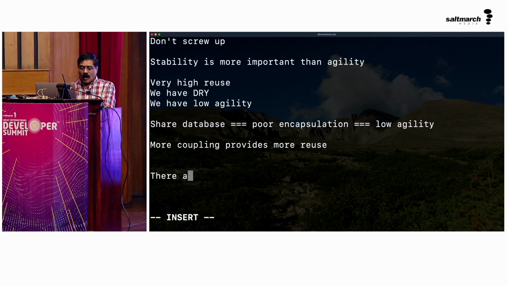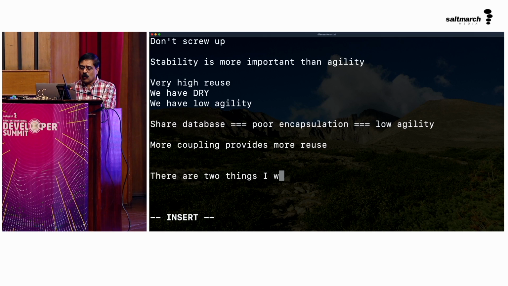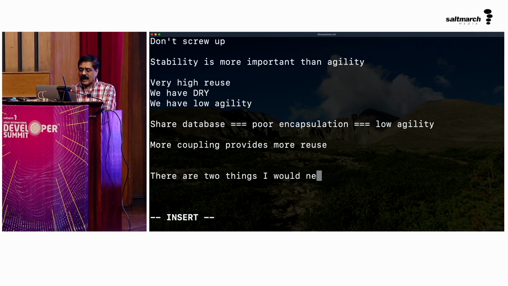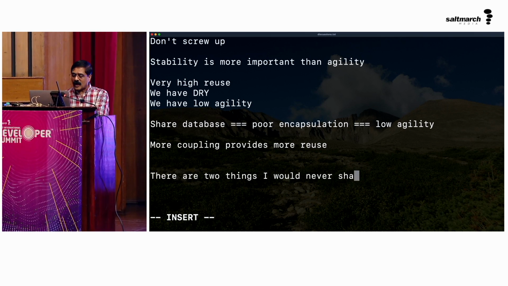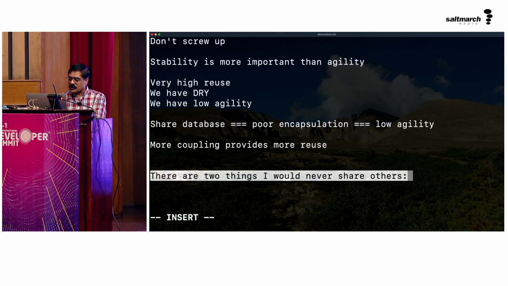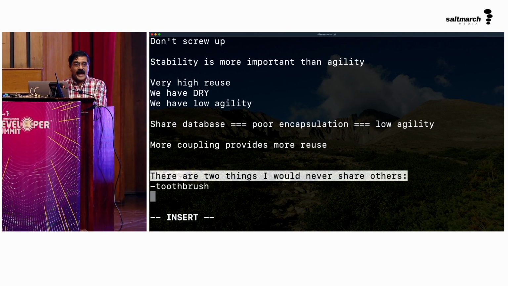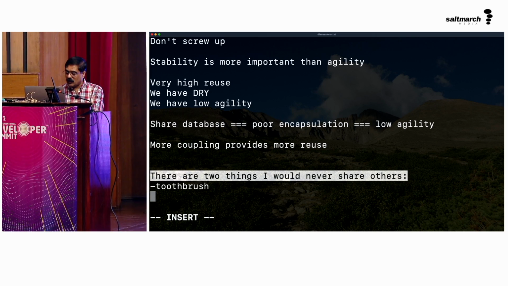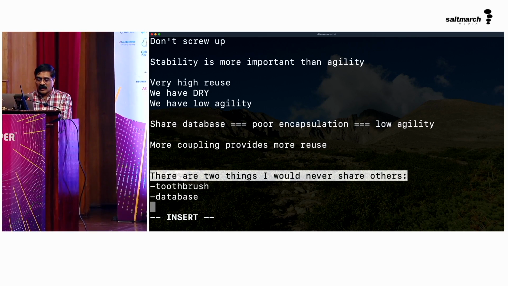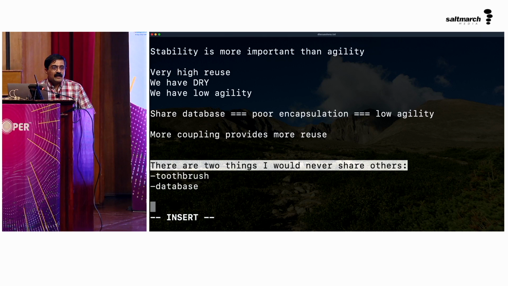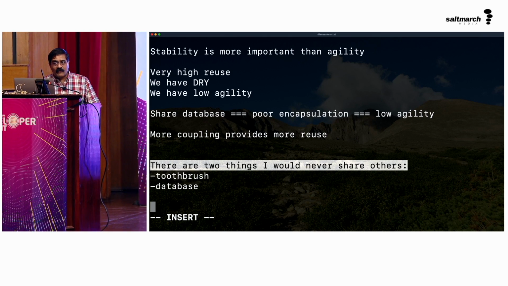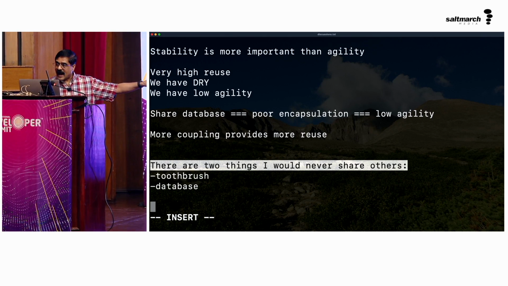I often say this. There are 2 things I would never share with others. This is just my principle. The first is a toothbrush. I'm not going to share that with anybody. That's my toothbrush. I use it. The second is a database. Very rarely, I may even share a toothbrush with a very close family member, but never a database.